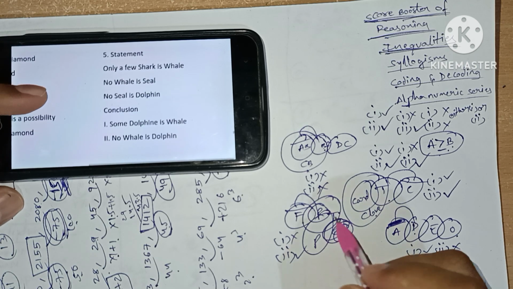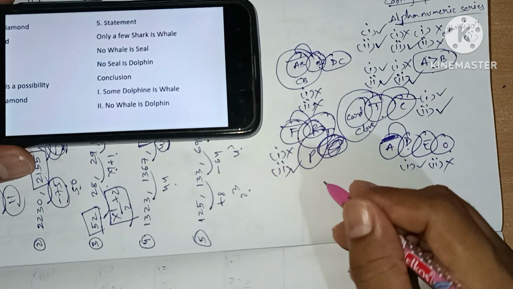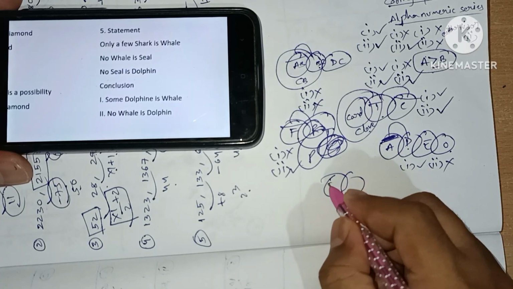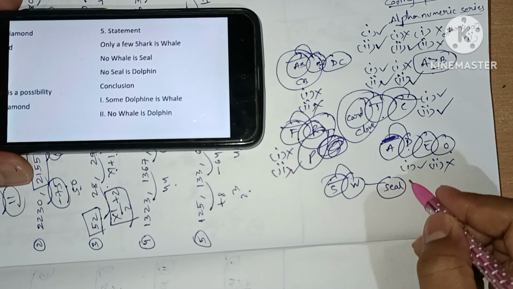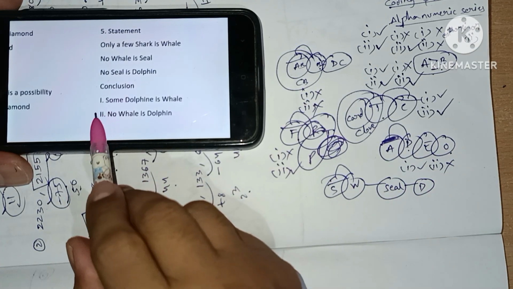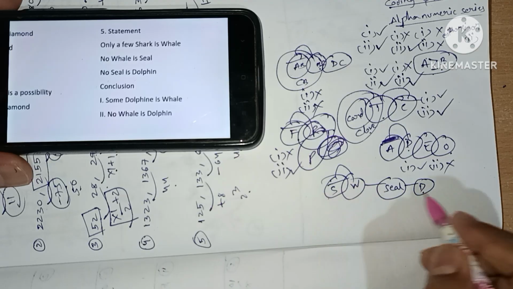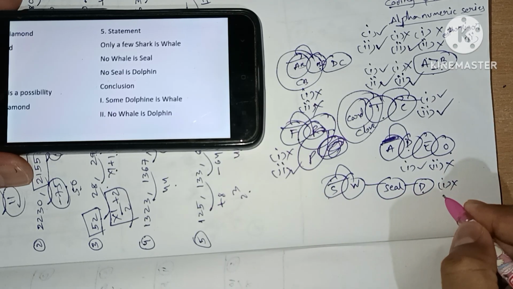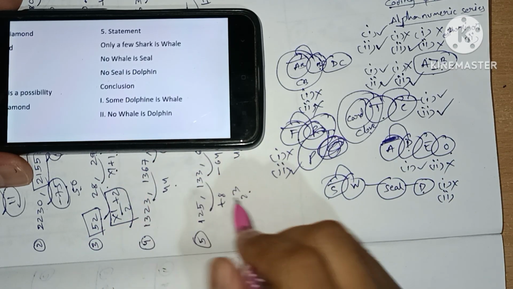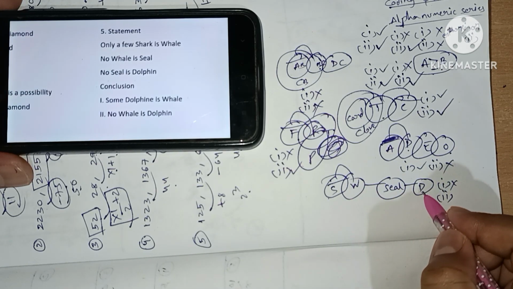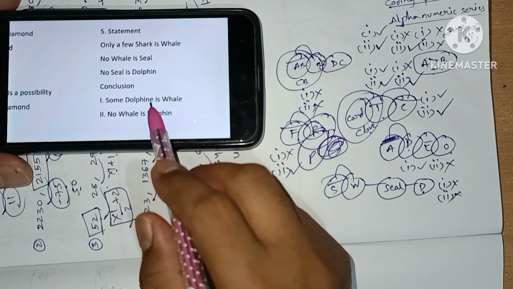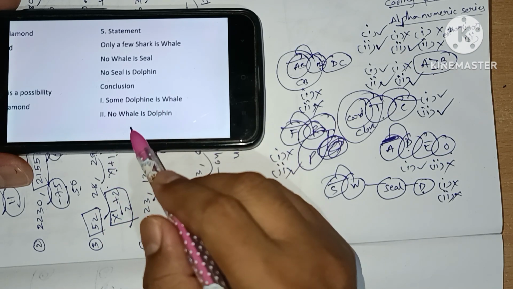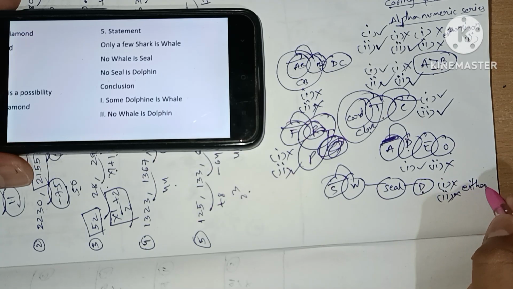Now we are going to see question number 5. Only a few shark is whale. No whale is seal. No seal is dolphin. Let's see conclusions. Some dolphin is whale. There is no direct relation between these two. So first one is false. Second one, no whale is dolphin. Some part of whale can share with dolphin. It is possible. So no case will be false. Here we see some and no, the same words, so it is the case for either 1 or 2. So the answer for this one is either 1 or 2.